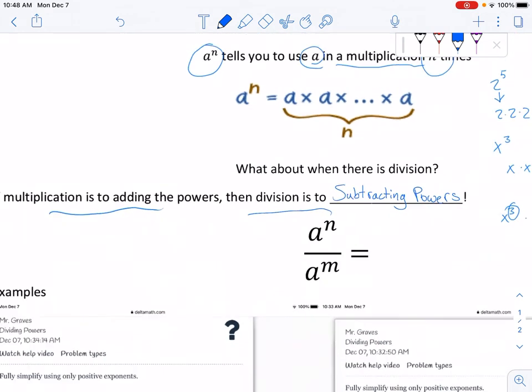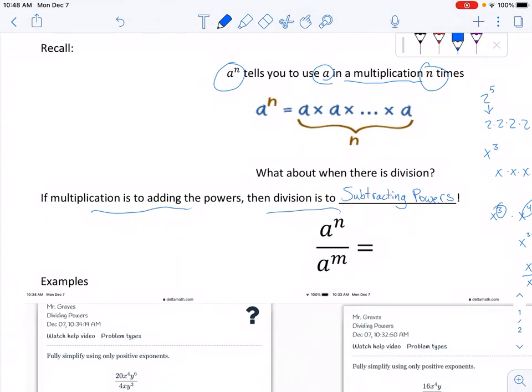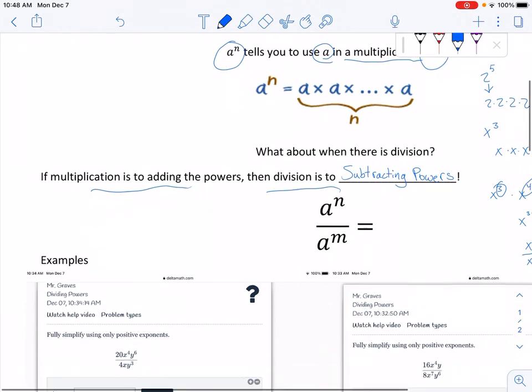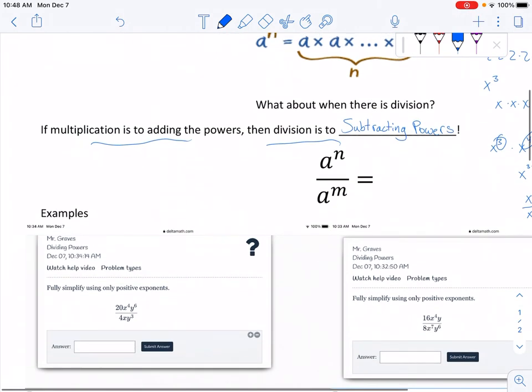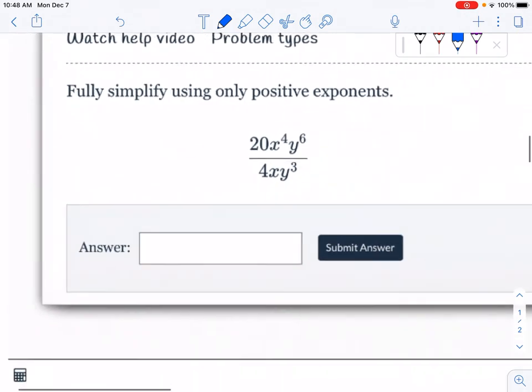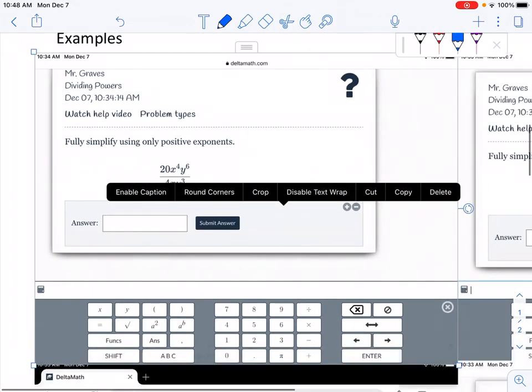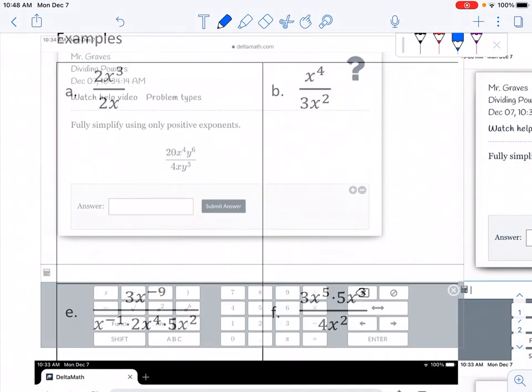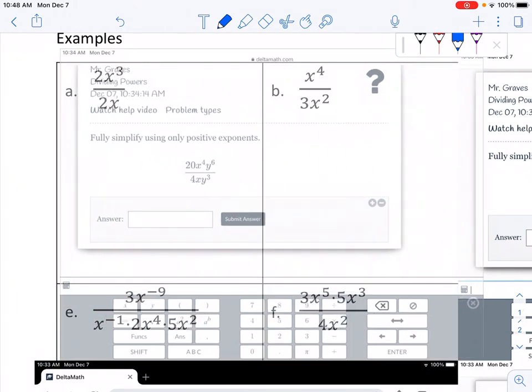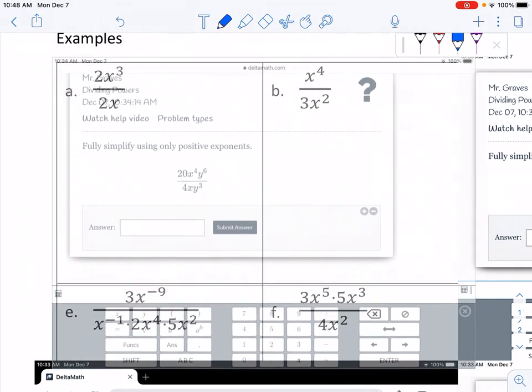So when we multiply, we add powers. When we divide, we subtract powers. And it makes sense. Multiplication and division are opposites. Adding and subtracting are opposites. So let's look at some examples, and I'll work through these. You'll see I've pulled examples. These are just screenshots from Delta Math itself.